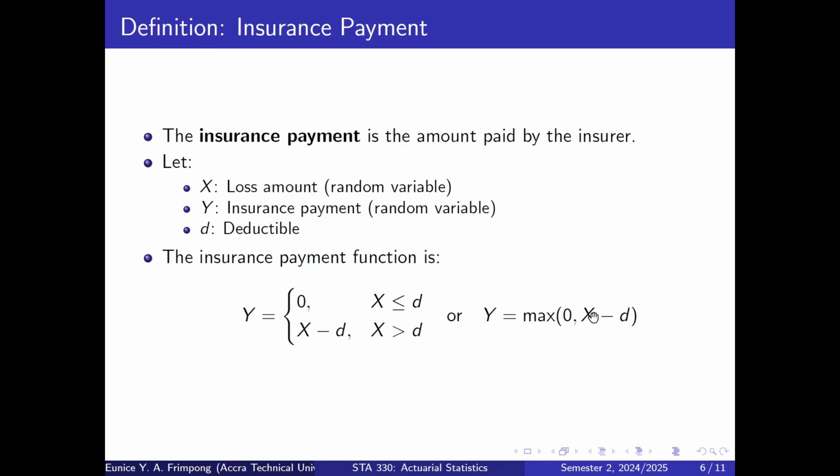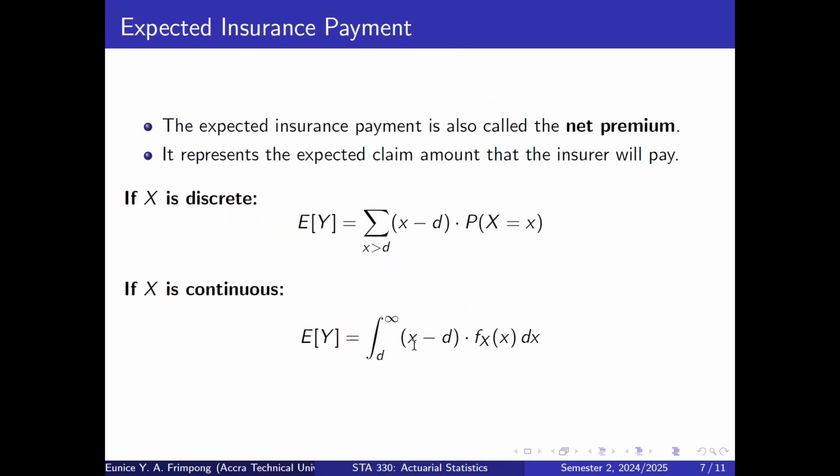So Y will be equal to X minus D in the case where X is greater than D. Now we move into the statistical aspect. The expected insurance payments, also known as the net premium, is the average claim amount the insurer expects to pay. If the loss X is discrete, the expected payment is given as the expected value of Y equals the summation of (X minus D) times the probability that X is equal to x, given that X is greater than D.